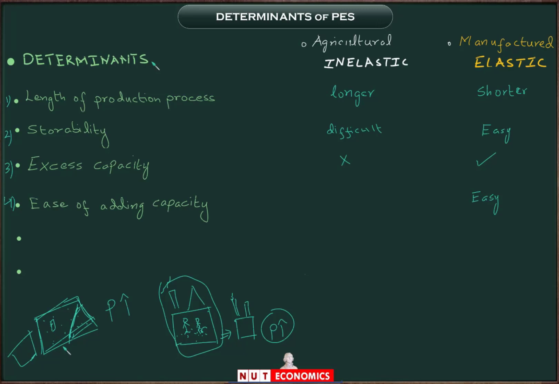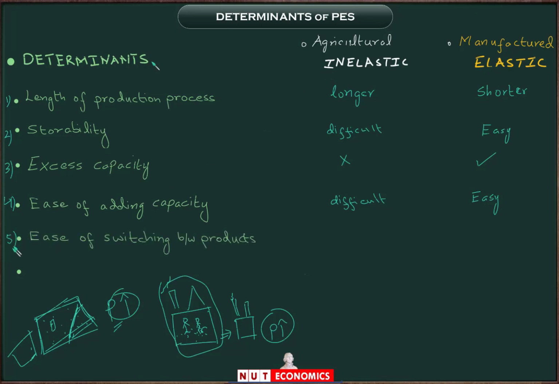It's not easy for a poor farmer to just buy a new piece of land and therefore add capacity because the price of the product is increasing and he wants to make more. So adding capacity is difficult as far as agricultural products are concerned, and therefore the producers can't respond a lot to changes in price. Inelastic supply of agricultural products.